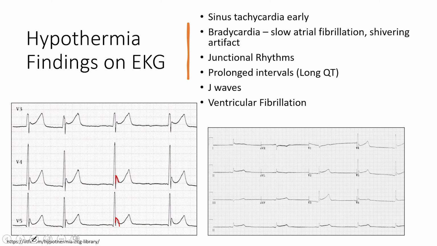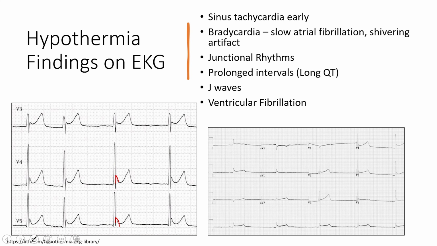And so when you're thinking about hypothermic patients and the EKG abnormalities that they can have, typically early on in hypothermia, you're going to have a tachycardia. But as things get more cold and actually more frozen, everything's going to slow down. So you'll see bradycardia. You can see junctional rhythms like we saw with our patient here. You're going to get longer intervals, so a wider QRS, a longer QT. Then you'll start to see those J waves.